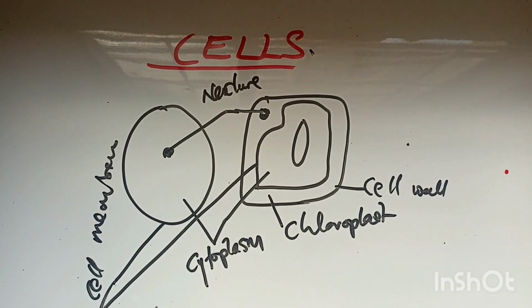So here these are the differences. First, these are the similarities. The animal cell and the plant cell both have the cell membrane. Both have the nucleus. Both have the cytoplasm. But the plant cell has the cell wall and the chloroplast for photosynthesis to take place. The chloroplast cannot be found in an animal cell because in us animals, no photosynthesis takes place.